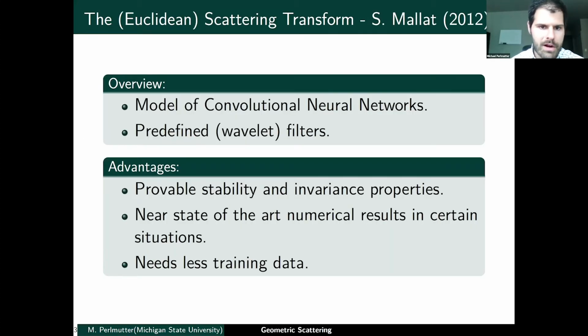For anyone who wasn't here this morning, the scattering transform is a mathematical model of convolutional neural networks which uses pre-designed wavelet filters. One of the motivations for this is that we know exactly what the filters in the network are, so we're able to study and analyze them with rigorous mathematics, and we're able to provably show that it has desirable properties such as invariance or stability. In addition to being a useful theoretical tool, the scattering transform is also very numerically effective, and it can operate in limited training data environments because it doesn't need to learn the filters from training data.